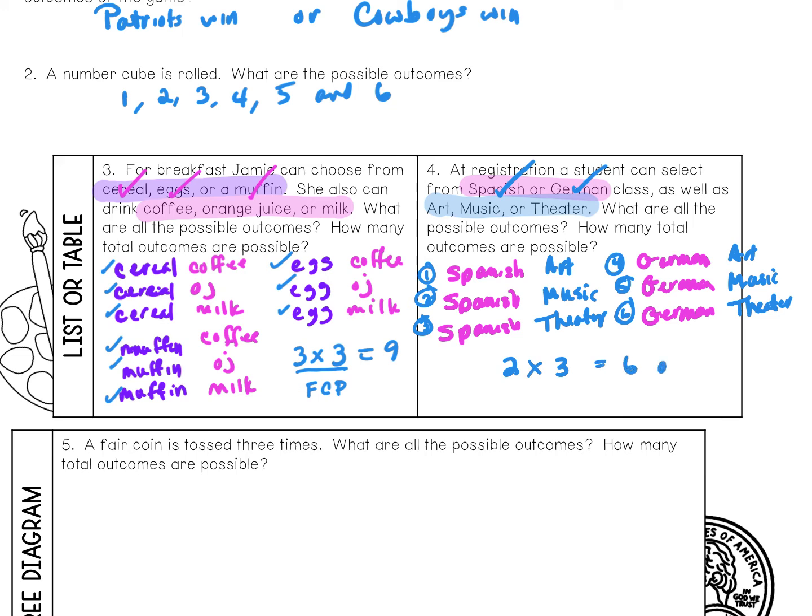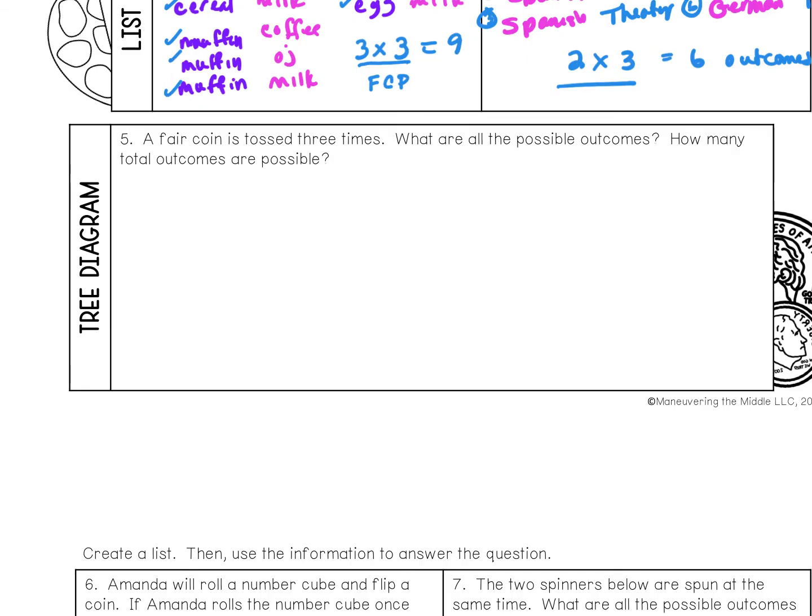So this lets us know that there's 6 outcomes. Using this tells us how many there are, but using this listing method tells us exactly what the combinations are. So moving on, this time it asks us to draw a tree diagram.